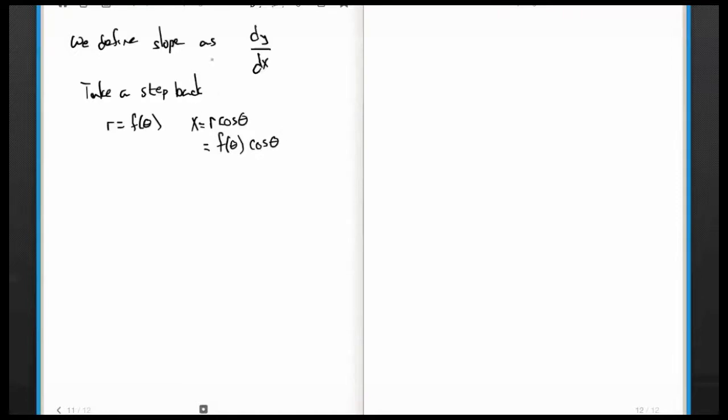Right? So let's do this in color. So that's the blue part is f of theta, and then the orange part is cosine of theta. All right, so x equals r cosine theta is really f of theta cosine theta. And then we said y equals r sine of theta. So that equals f of theta sine of theta. Same thing there.